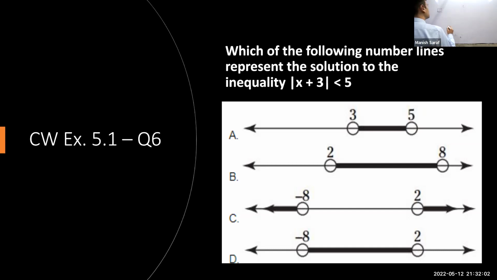Let me write down the question. So question says mod of x plus 3 is less than 5. Isolate करने की जरूरत ही नहीं है. Right? Divide the space. X plus 3 is less than 5. Or can I say x is less than 2? बोल सकते हैं क्या ऐसा? बोल सकते हैं. आगे चलते हैं.